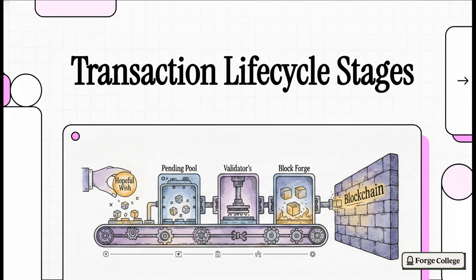So today we are going to unpack the mechanical assembly line of Ethereum transactions. If you've ever found yourself wondering exactly when a transaction crosses the line from being just a hopeful wish to a permanent rock-solid reality on the blockchain, well, you're in the right place. We're going to break down the exact life cycle stages your transactions go through.